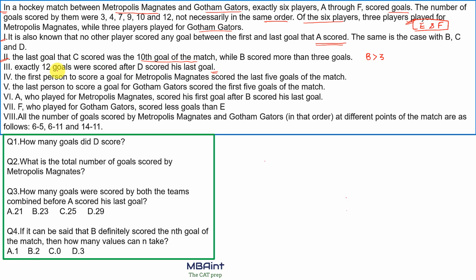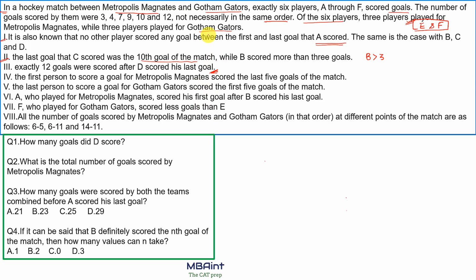So what is the total number of goals? 3 plus 4 is 7, plus 7 is 14, plus 9 is 23, plus 10 is 33, plus 12 is 45. So D would be scoring his last goal at the 33rd goal of the match.